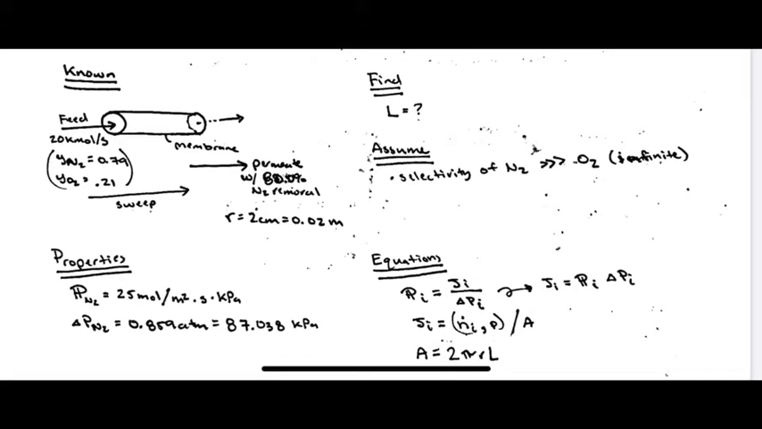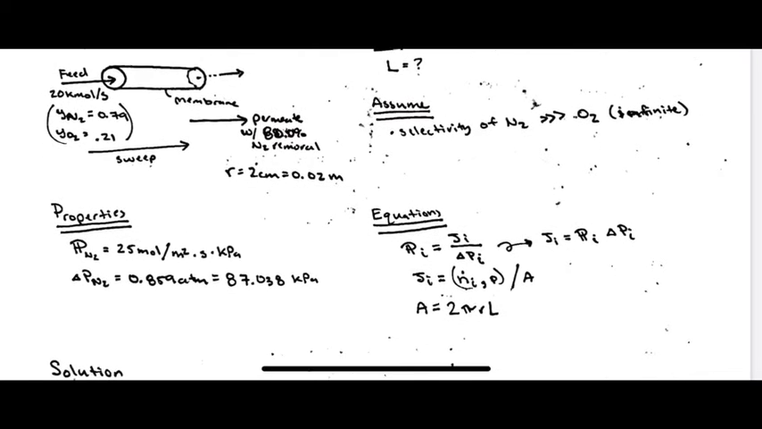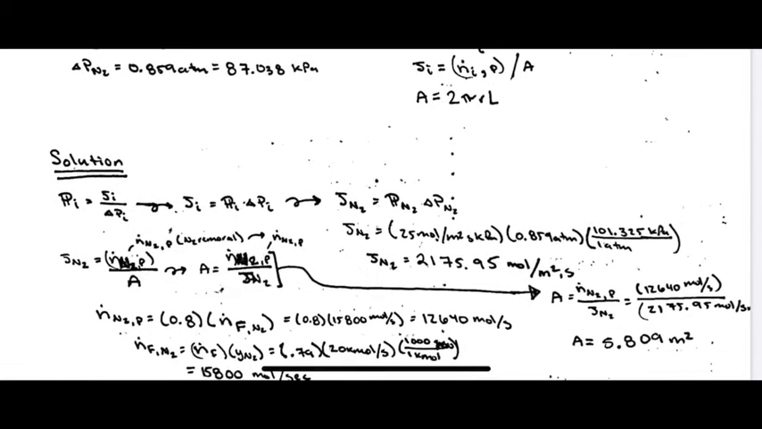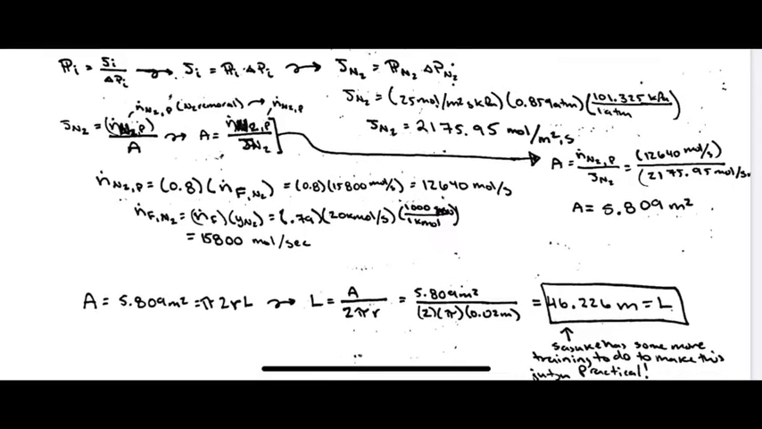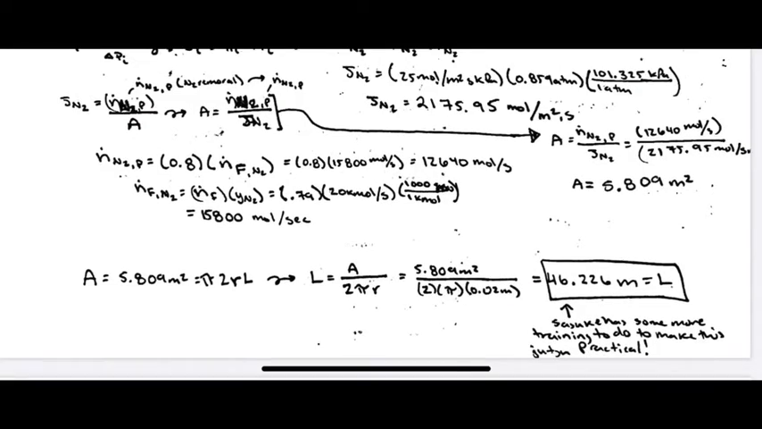We can assume that the selectivity of nitrogen is much greater than oxygen, which means it is infinite. The properties of the tubular membrane are given within the problem statement. After writing down the equations, variables were plugged in, and the area was solved for. From the area, we can determine the length of the tubular membrane.